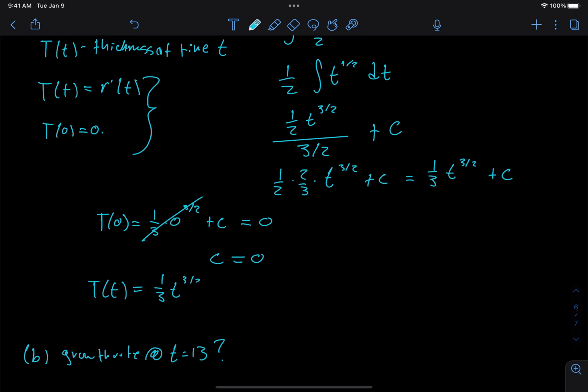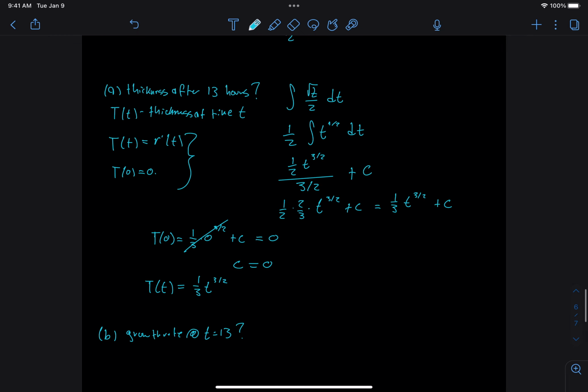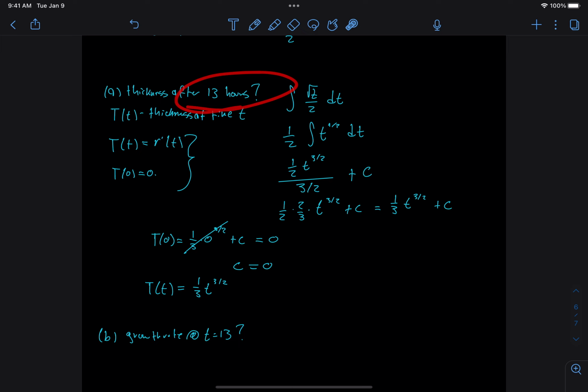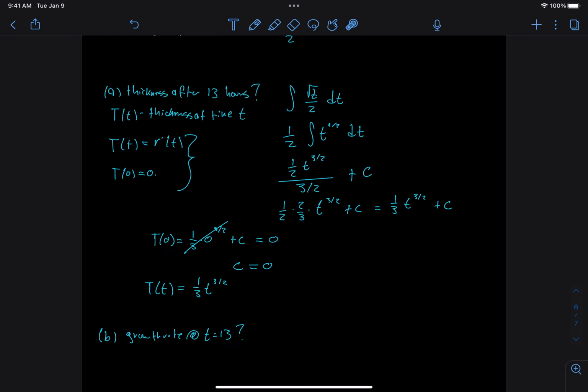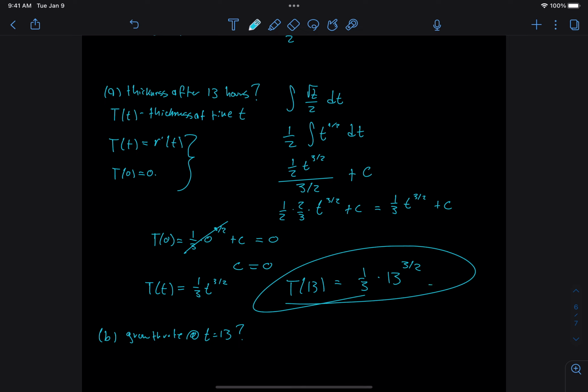So in order to find out what the thickness is after 13 hours, now that we have the function which describes the thickness after t hours, we can just plug in 13. So T of 13 would be equal to 1/3 times 13 raised to the 3/2 power, and that would be our final answer for this part.